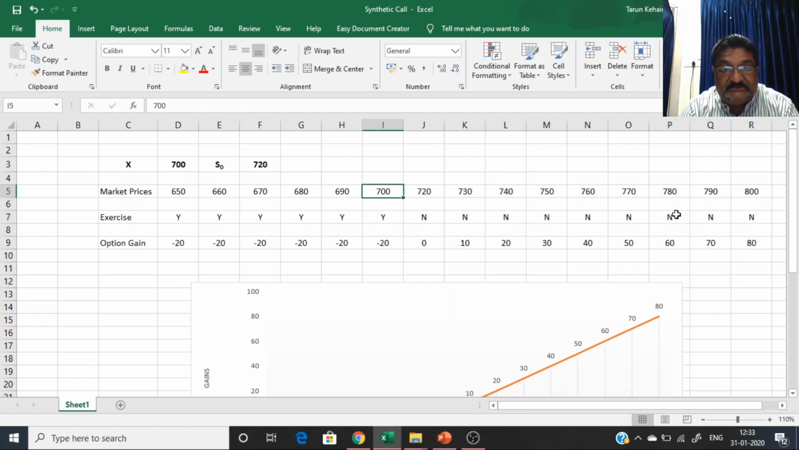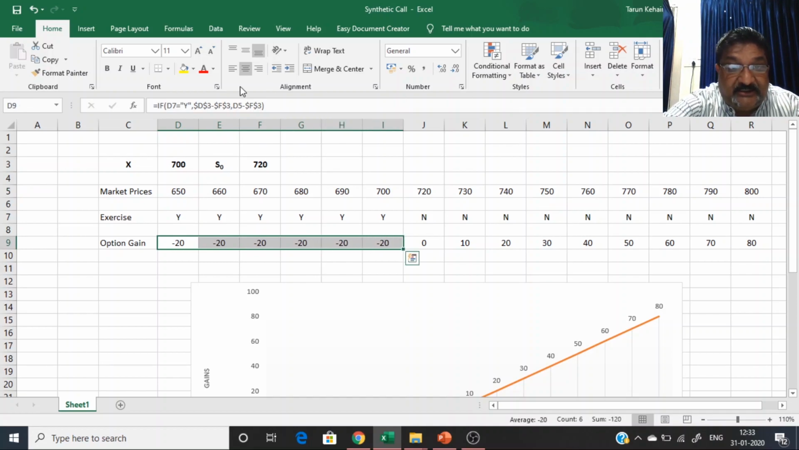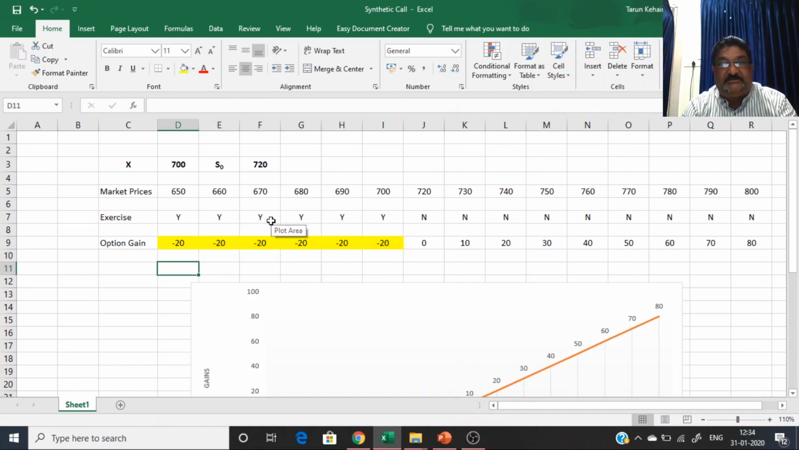But what if the price falls below? If the price falls below, you will see he has actually capped his loss at a fixed amount, right? Because he has taken a put option. That put option protects him from unlimited losses and he is able to fix his loss or cap his loss at a particular figure. This, my dear friends, is how a synthetic call option works.